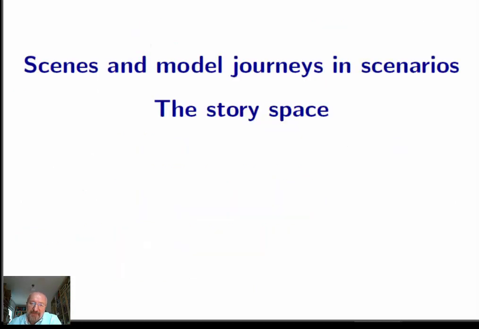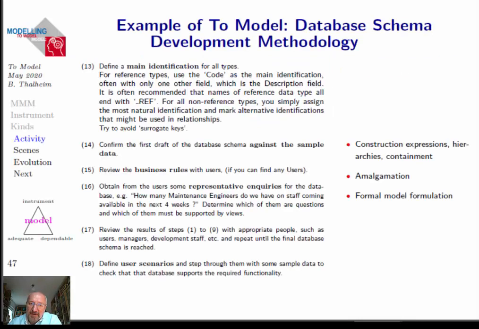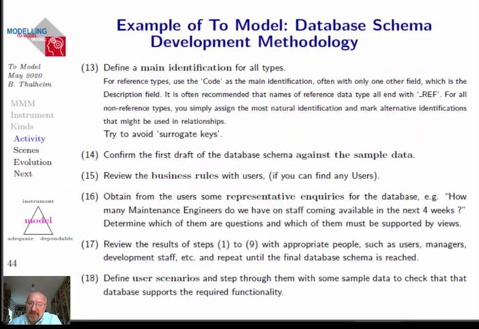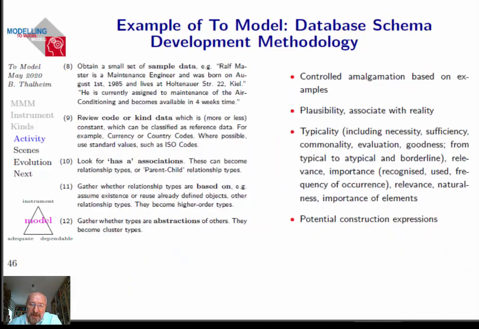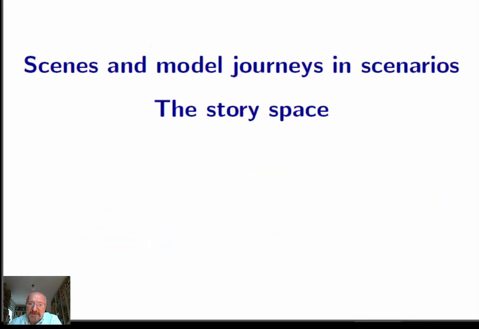That means in this case we can now turn to somehow the story space of modeling. So far in our method we have been showing that the activities can be according to the kind of model, that means according to the instrument function somehow given. Now we have developed a number of activities. Maybe we should come back to it in chapter 12 of this module, and then we can go now for the scenes and the model journey in scenarios.